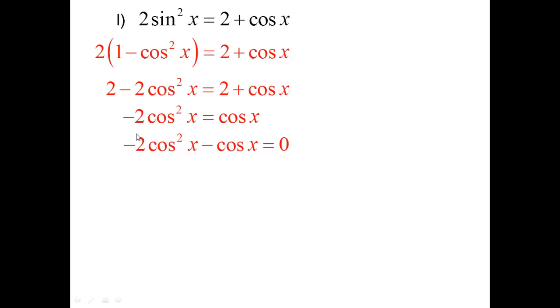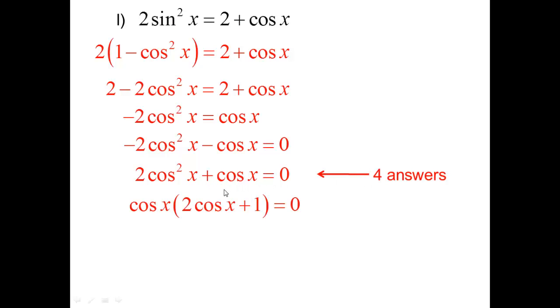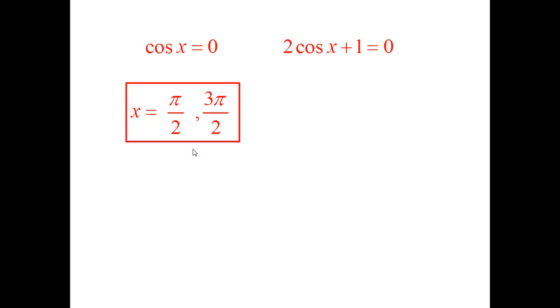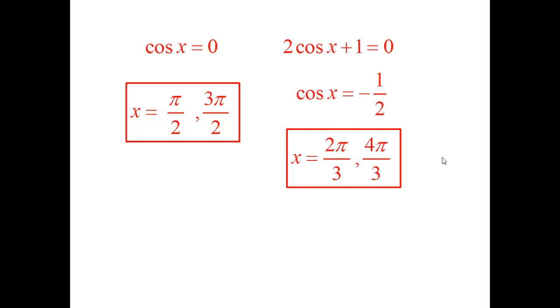I don't like leading negatives, so I'll just go ahead and divide everything in the equation by a -1, which really just reverses the sign on everything except for the 0 because 0 doesn't have a sign. And now I can realize I can just factor out a cosine just like I did a few examples ago when it was a sine. So I'll factor out a cosine. I'm going to have 4 answers like I said. Cosine equal to 0, 2 cosine plus 1 equal to 0. On the left, cosine equals 0 at pi over 2 and 3 pi over 2. On the right, cosine equals -1/2 at 2 pi over 3 and 4 pi over 3. Here are my 4 answers.